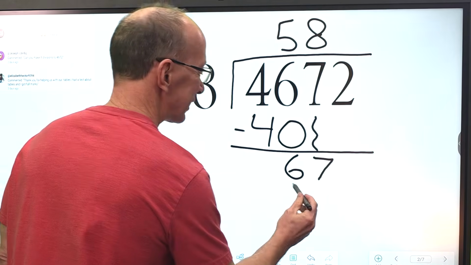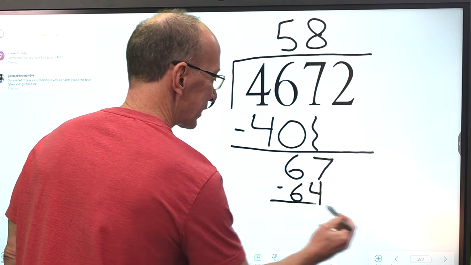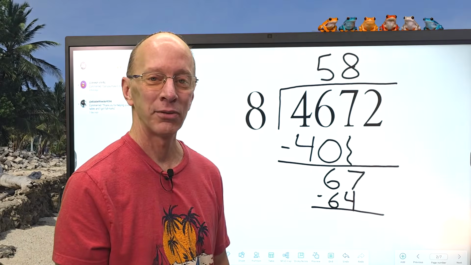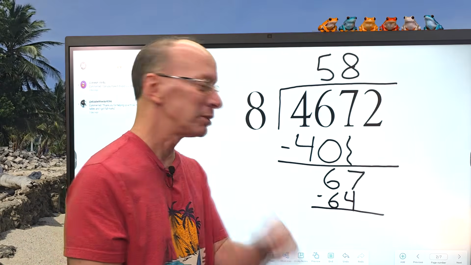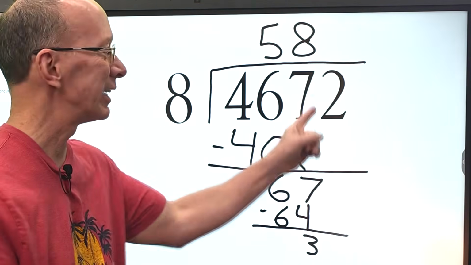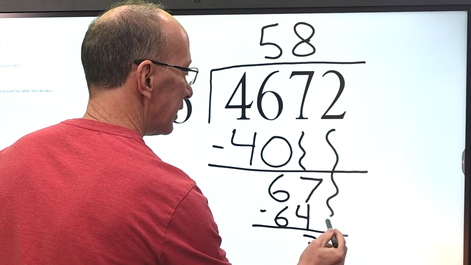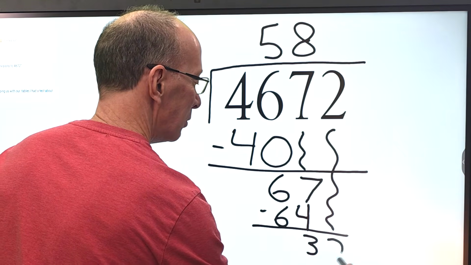8 times 8 is 64. So we put 64 here and subtract. So 7 minus 4 is 3. Uno, dos, tres. So I put the 3 here. And our next step is to bring that next number down. Let's bring it all the way down here. And we're going to put a 2.